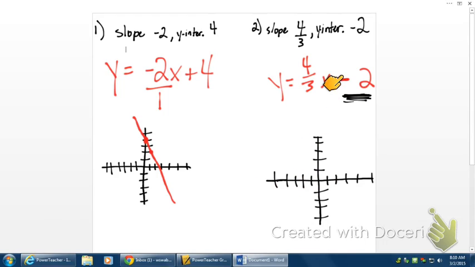If that's a -2, you have to go down first. So that negative is telling me to start here and go down, and that number is 2. So I'm going to go down 2 and I'm going to plot that point.